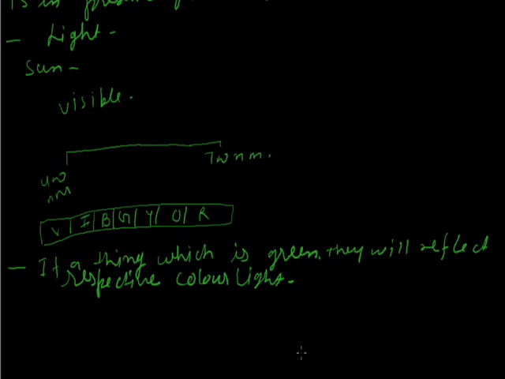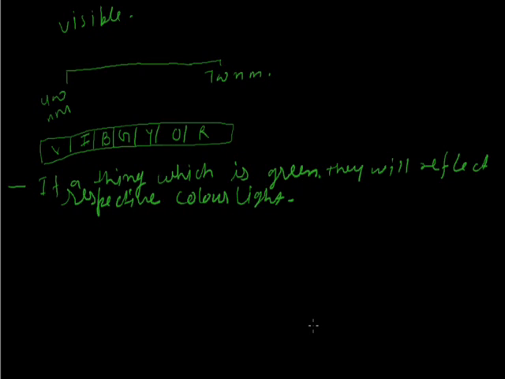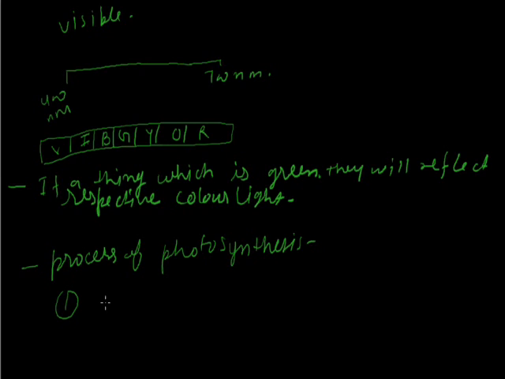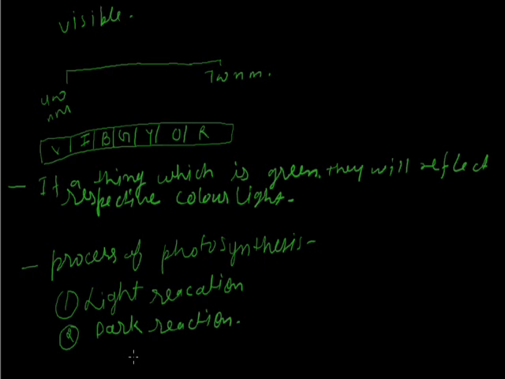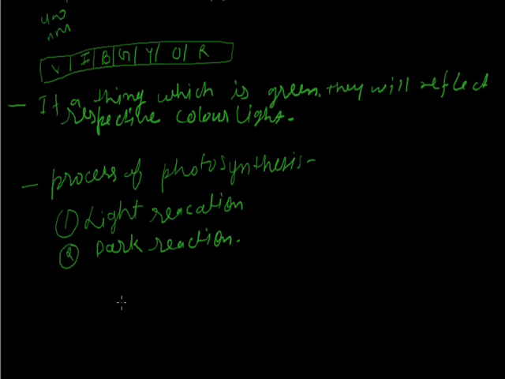Next, after discussing the nature of light, let's discuss how the process of photosynthesis happens. Photosynthesis is a process in which we have two kinds of reaction. First, there will be light reaction. Second, there will be dark reaction. The process of photosynthesis is complete after the ending of the dark reaction. So we can simply say that photosynthesis is a combination of both light reaction and dark reaction.